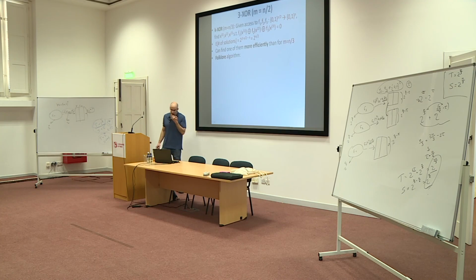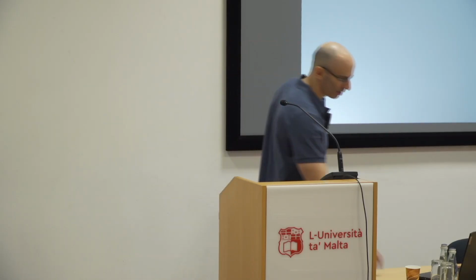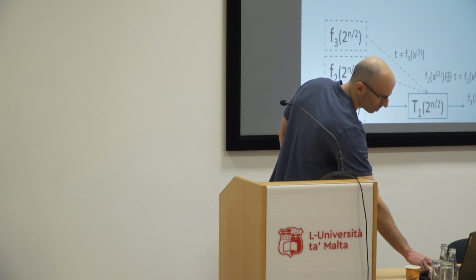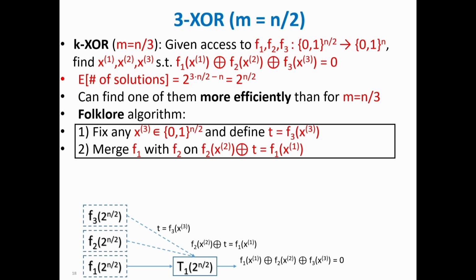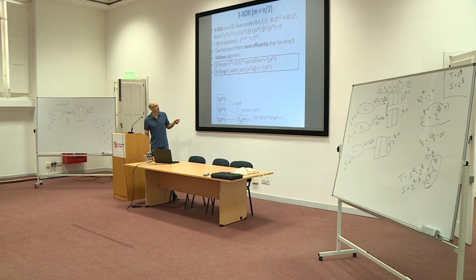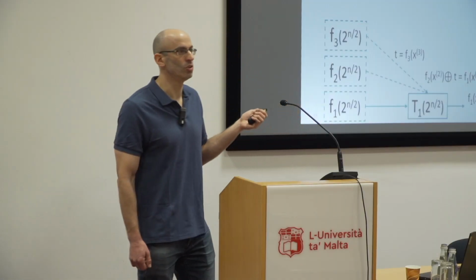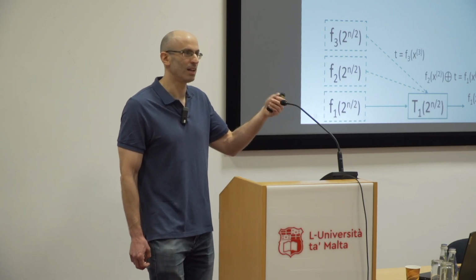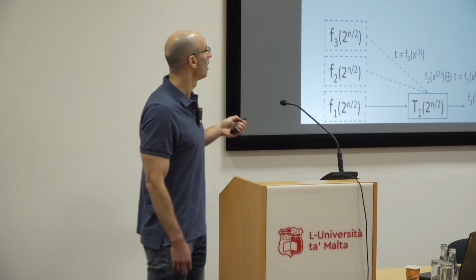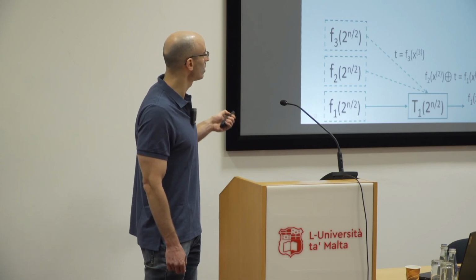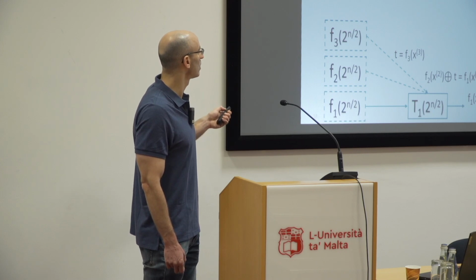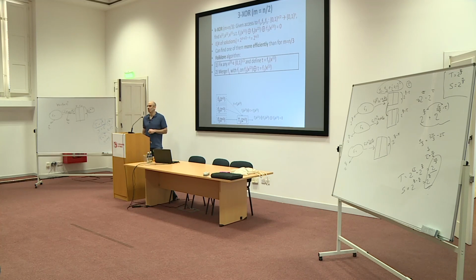There are several algorithms that can do this. Let's first see the folklore algorithm, which is really simple. The algorithm works as follows. We fix any input x3 to the third function, f3, and define t, which is f3 applied to x3. Now we actually have a k-XOR problem in the single solution regime, because m is equal to n over 2. Once we have fixed the input to the third function, we expect there will be a solution to this equation with the inputs from f1 and f2, and then we essentially just solve k-XOR.